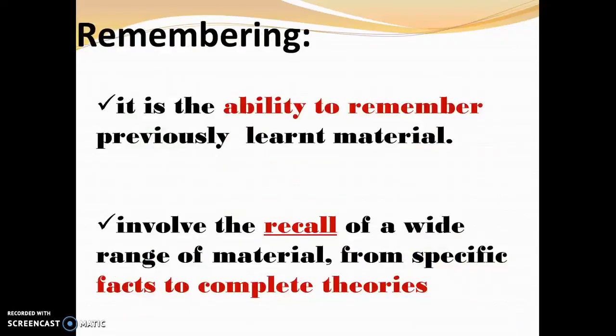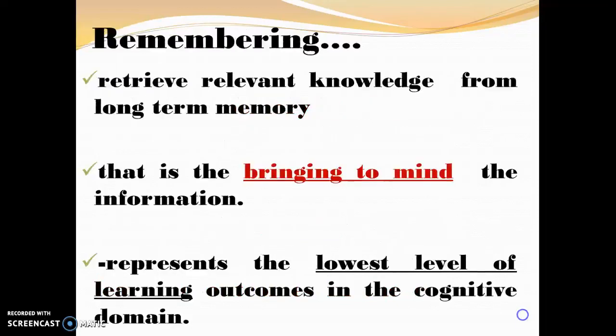The first objective is remembering. Remembering is the ability to remember previously learnt material. It involves the recall of a wide range of material, from specific facts to complete theories. It retrieves relevant knowledge from long-term memory, that is, the bringing to mind of the information. This stage represents the lowest level of learning outcomes in the cognitive domain.